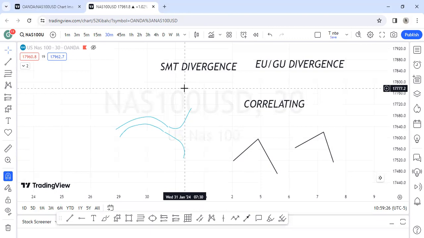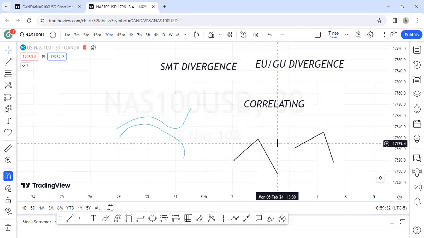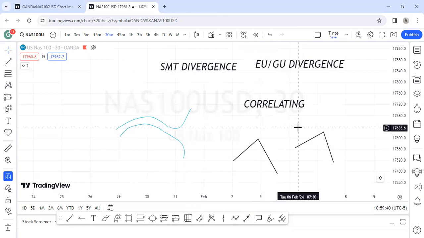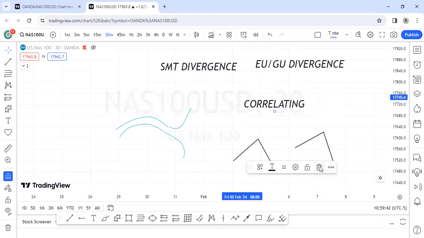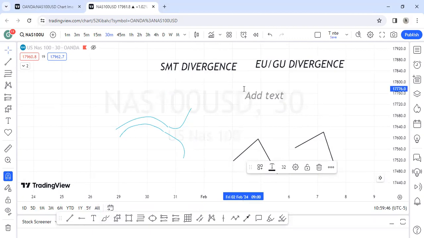Now, when a divergence steps in, the market is not giving that symmetry. EU is going in one direction and GU is going in another direction. That is referred to as divergence. Now let us look at the various types of divergence we have on EU. Basically, we have the bullish and the bearish divergence. It's very simple.